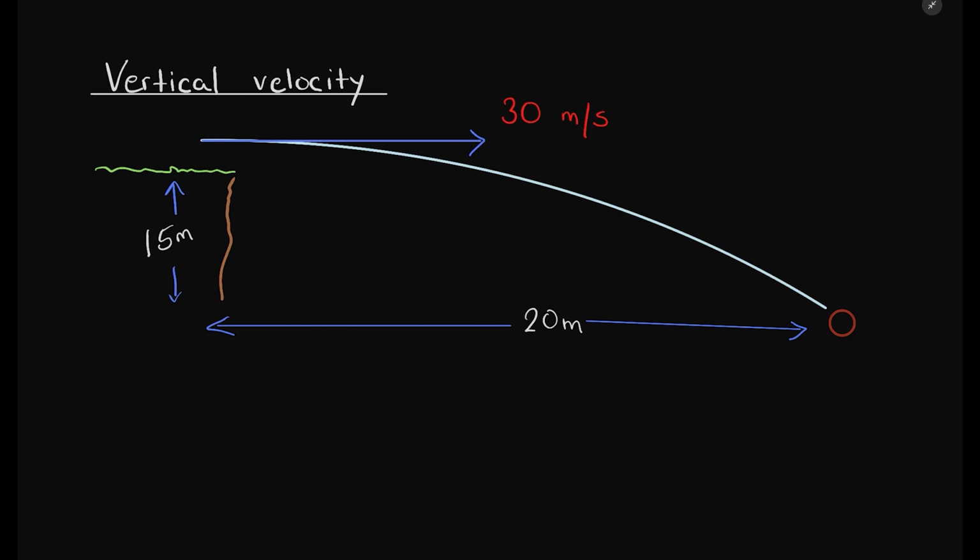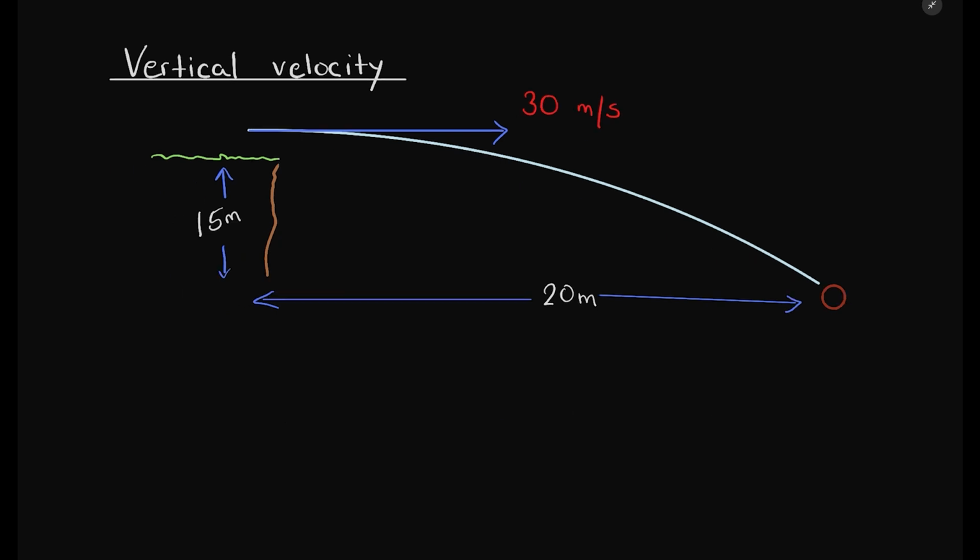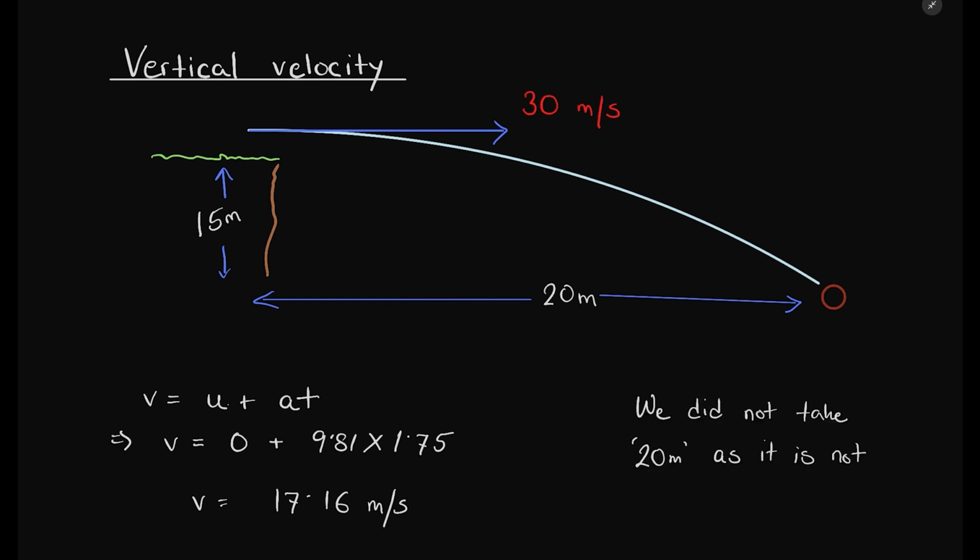Next, the question might ask what is the final vertical velocity when it hits the ground. For this, we will be using vertical distance to find vertical velocity. Here we can use v equals u plus at. As the ball is moving downwards, we use positive 9.81 and the answer comes out to be 17.16 meters per second. Again, we did not take 20 meters in our calculation, as 20 meters was the horizontal, not vertical component.